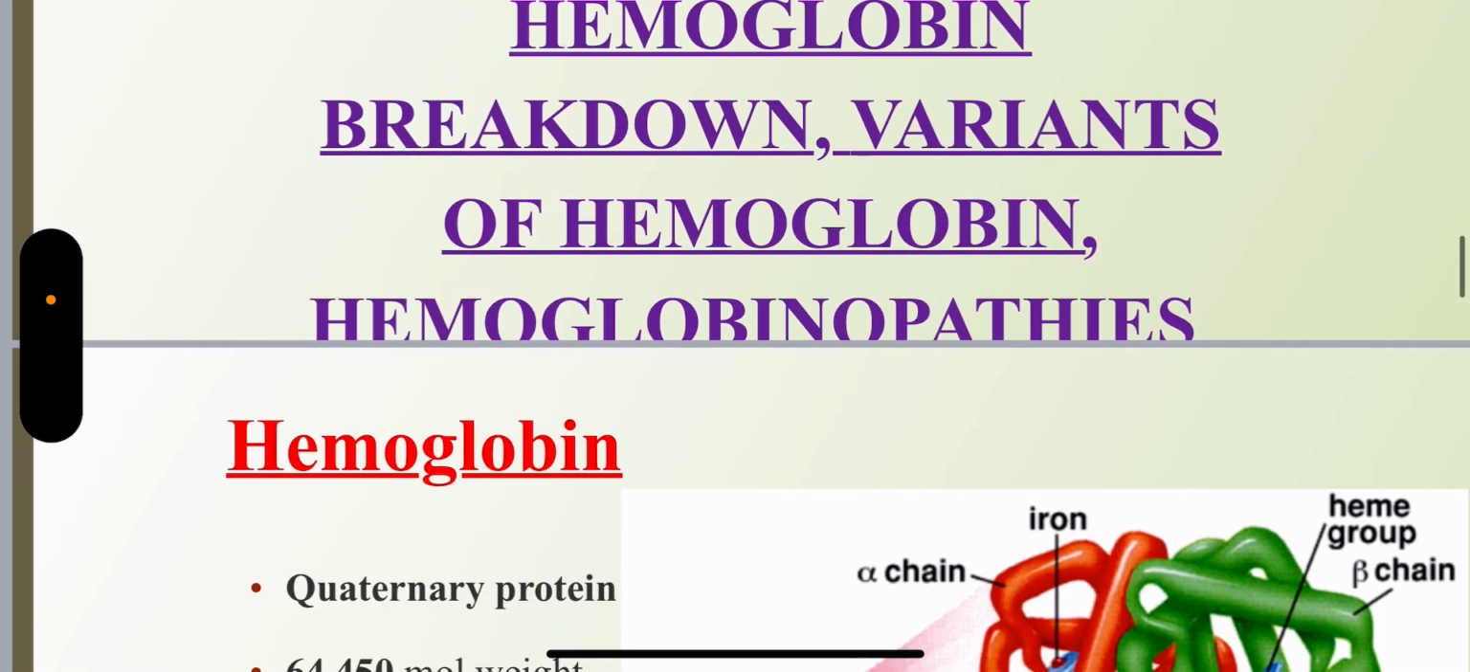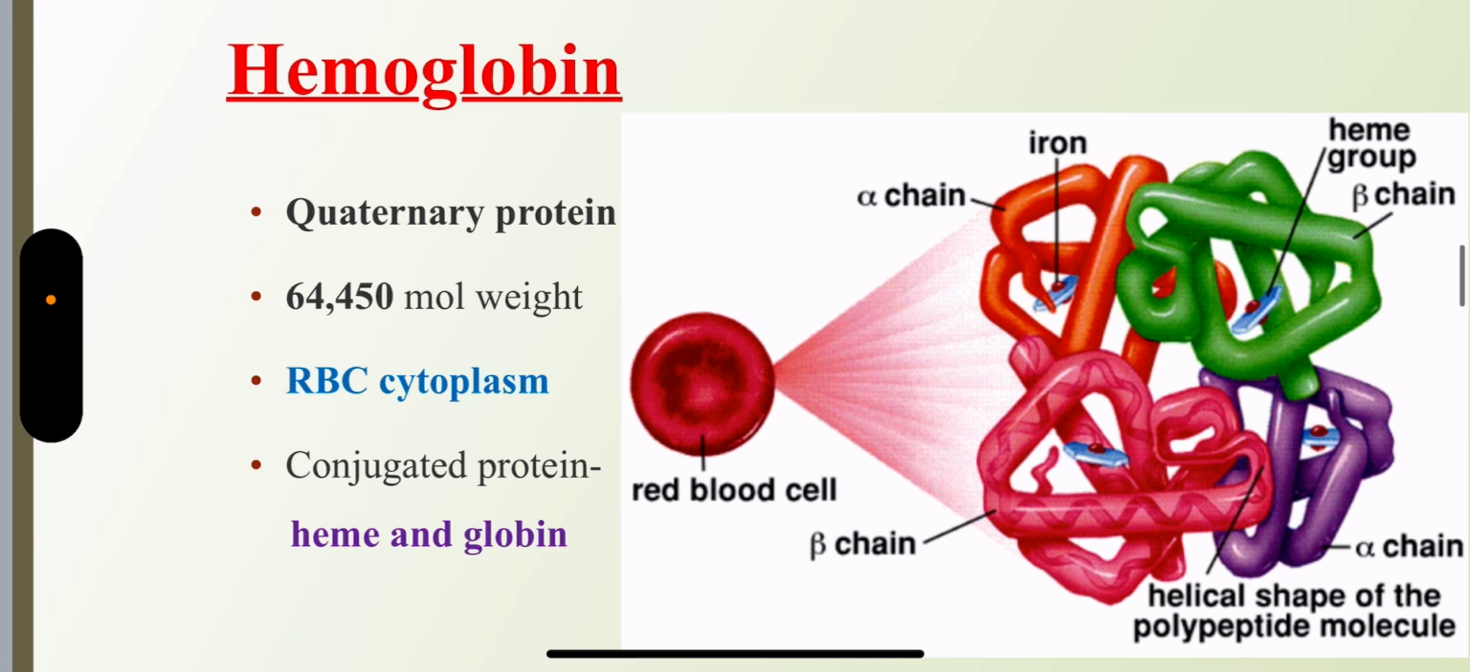First of all, what is hemoglobin? It is basically a quaternary protein. It has 4 subunits and it is present in the cytoplasm of red blood cells. It is a conjugated protein formed by conjugation of two things. What are those two things? Heme and the globin part.